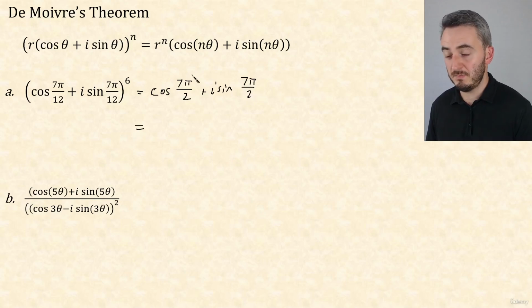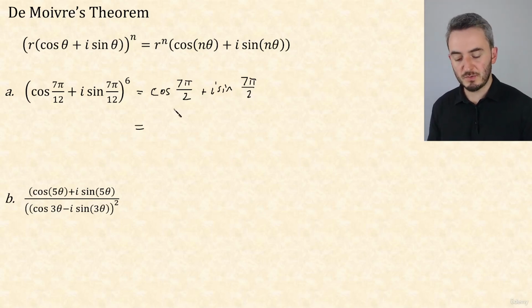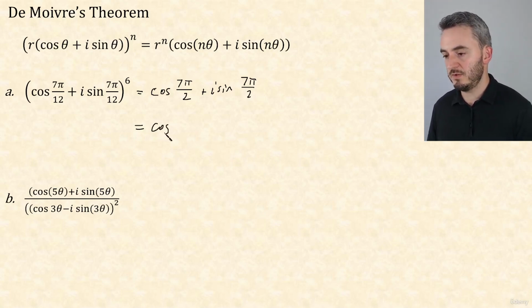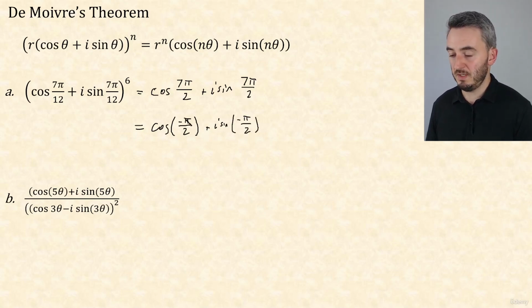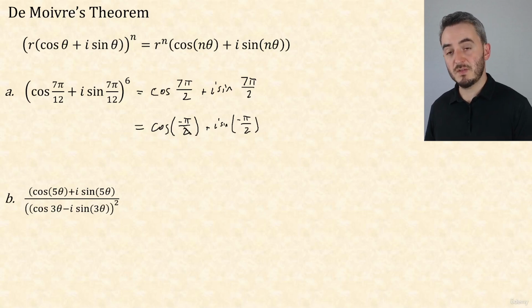That argument is bigger than 2 pi, so I can just subtract a few multiples of 2 pi from that. So if I subtract 2 pi once, I get 3 pi over 2. If I subtract 2 pi again, I get minus pi over 2. So let's go with that. So let's go with cos of minus pi over 2 plus i sine minus pi over 2. And now we can just evaluate these. Cos of minus pi over 2 is 0, and sine of minus pi over 2 is minus 1. So after all of that, the answer to this is just minus i.